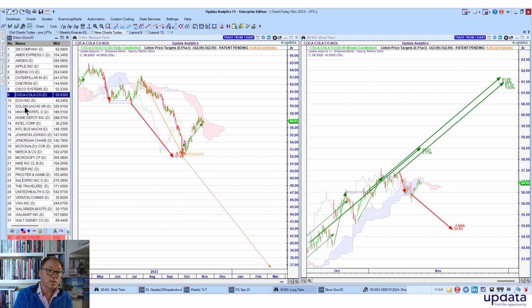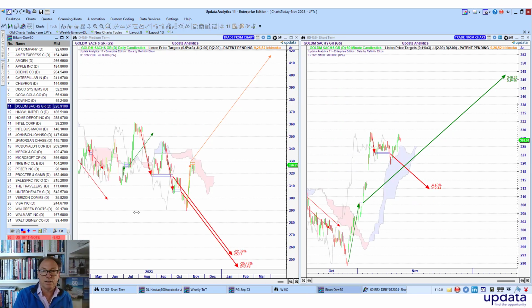So you can do this on any chart. I'm just picking off the Dow 30. If you've got your own list of stocks, you can just run through your portfolio and see where you've got stocks that look great with upside train tracks and downside. The banks, US banks, nearly all the US banks have got downward targets to around 20% lower.